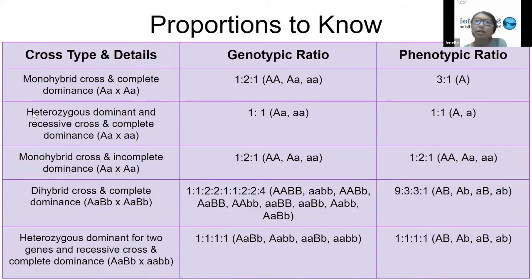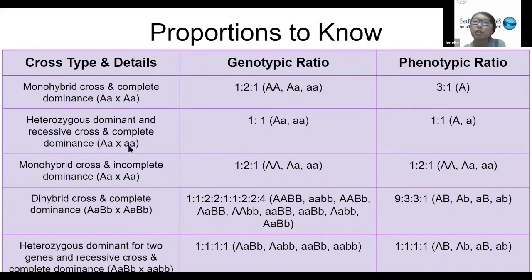So then here we have a heterozygous dominant and recessive cross, also assuming complete dominance. So we have a heterozygote crossed with a homozygote for the recessive trait. And you have this genotypic ratio of 1 to 1 because when you do a cross with this, you would have half with the big A, little a, and then another half with the little a. And then the phenotypic ratio is actually the same, showing half with the big A trait and half with the little a trait.